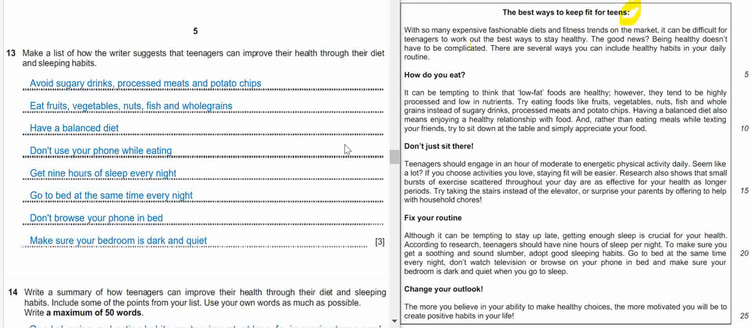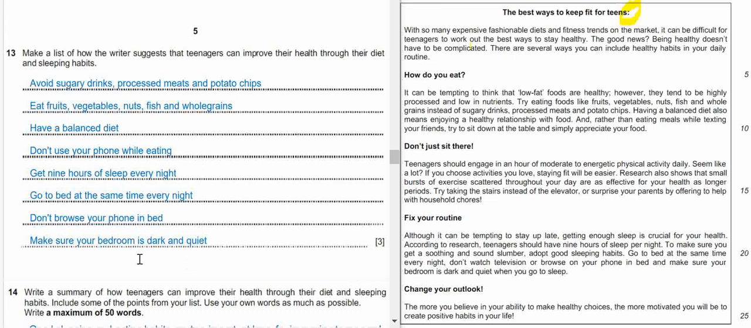Don't use your phone while eating. So rather than eating meals while texting your friends, that will be don't use your phone. Next, get 9 hours of sleep every night. Here, 9 hours. Should have 9 hours of sleep per night. Next will be go to bed at the same time every night. It is here, same time every night. Don't browse your phone in bed. Here, browse your phone in bed. Don't do that.